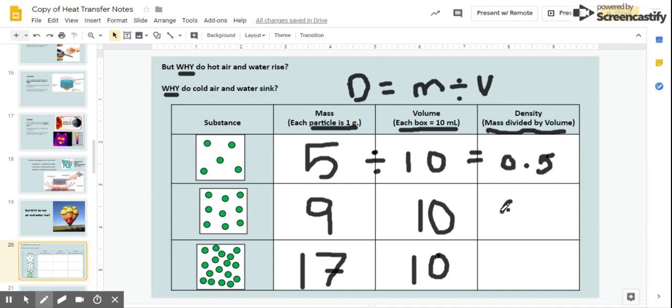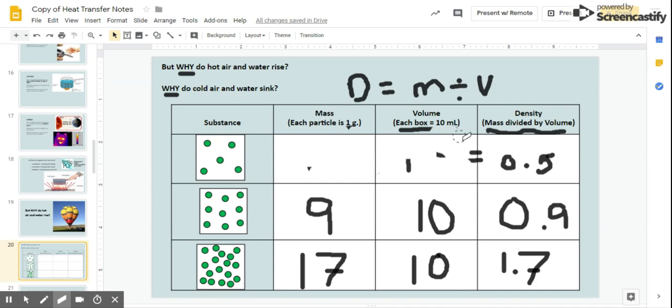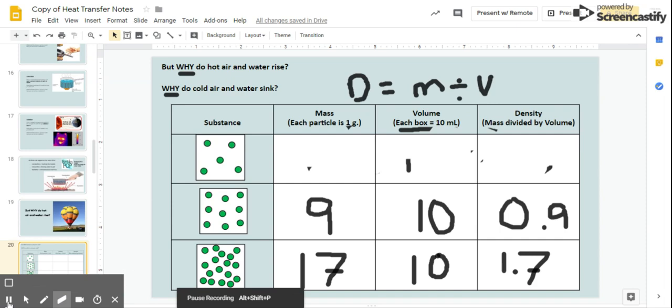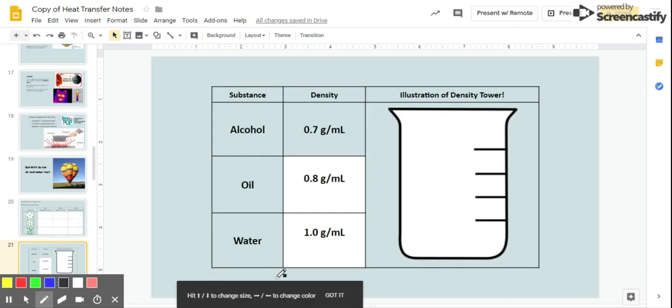So when you do all the mass divided by volume, you find density numbers. Boom, boom, boom, boom. Okay, so that's great. But what does it mean? What does it even mean? So I'm just going to erase all my stuff here. There we go. So anyways, looking down at the bottom, what does this all mean?